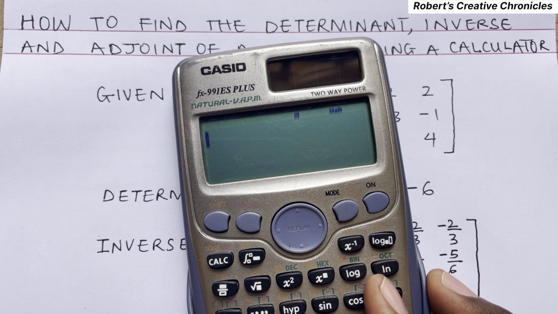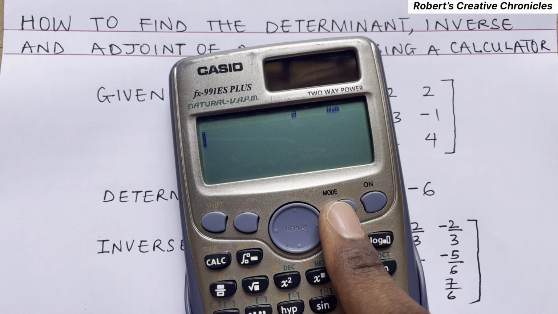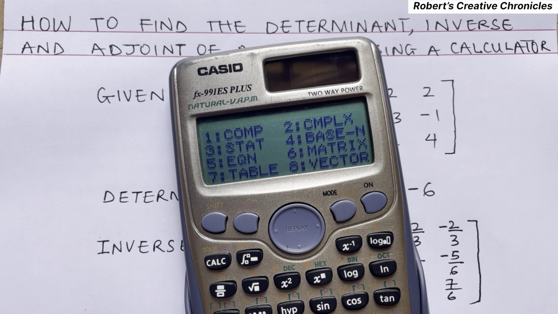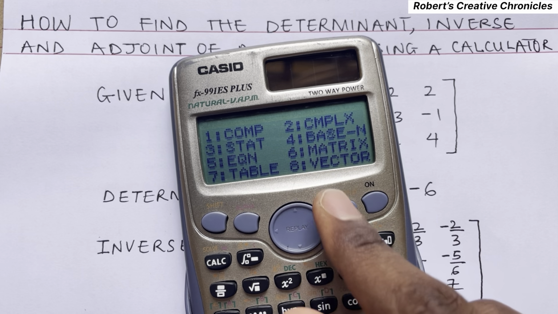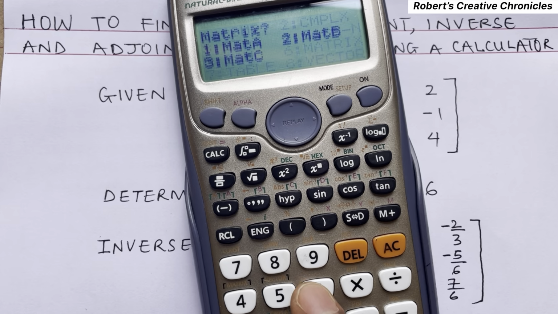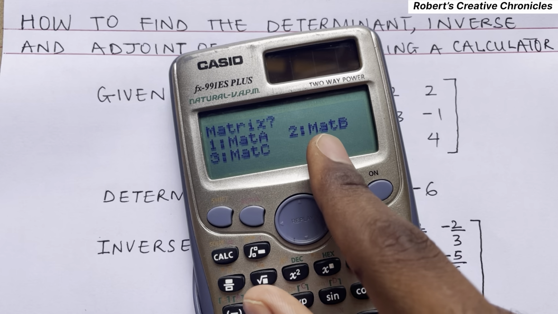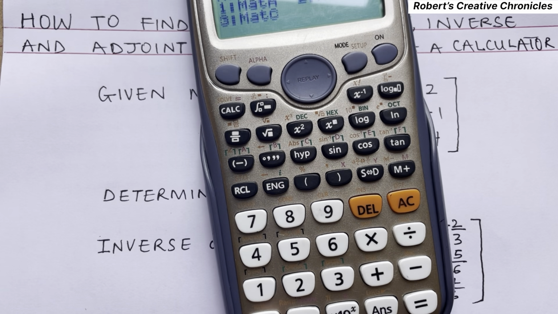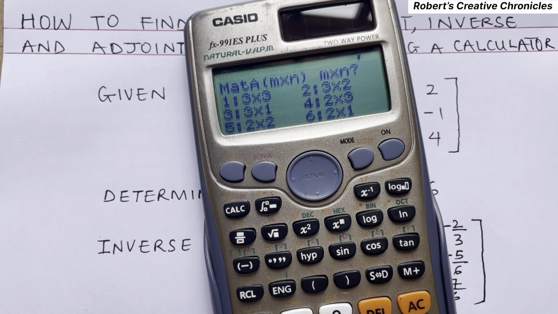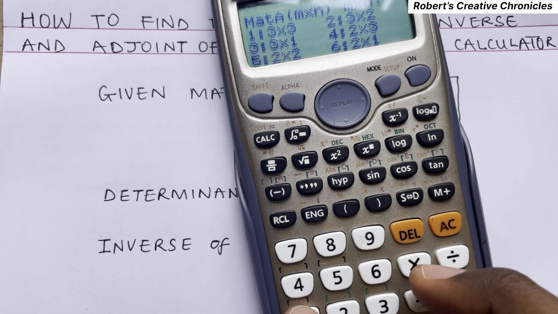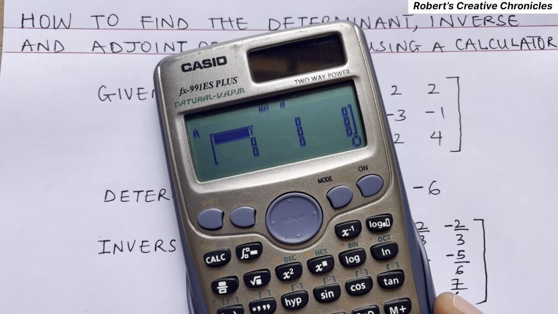So you can see that in this one, there's a mode button here. Press the mode. After you press the mode, there's an option here for the matrix function, option 6. So you press 6 on the calculator, then you select any of these that you want, either 1, 2, or 3. Let's select 1. Then this matrix is a 3 by 3 matrix, so you press 1 to select the 3 by 3 matrix. Now you can enter the matrix.